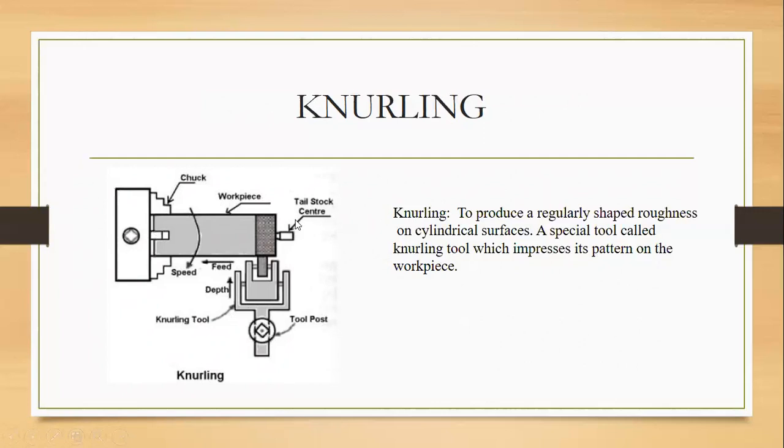This is a tailstock center. What is the purpose of the tailstock? It is holding the workpiece. So one rotating part is called the chuck, and another part is called the tailstock. It is also holding the workpiece. So by using the knurling tool, we make an impression on the workpiece.